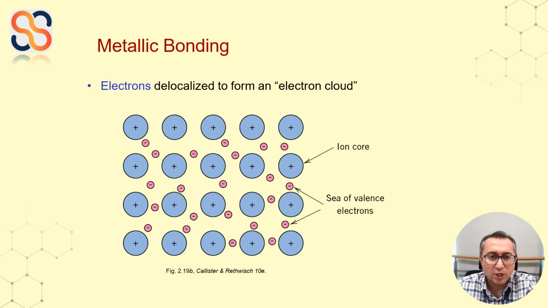To visualize this, think of the metal as a collection of positively charged ions sitting in a soup of free moving electrons. This arrangement allows the metal to conduct electricity efficiently because the electrons can move freely in response to an electric field.